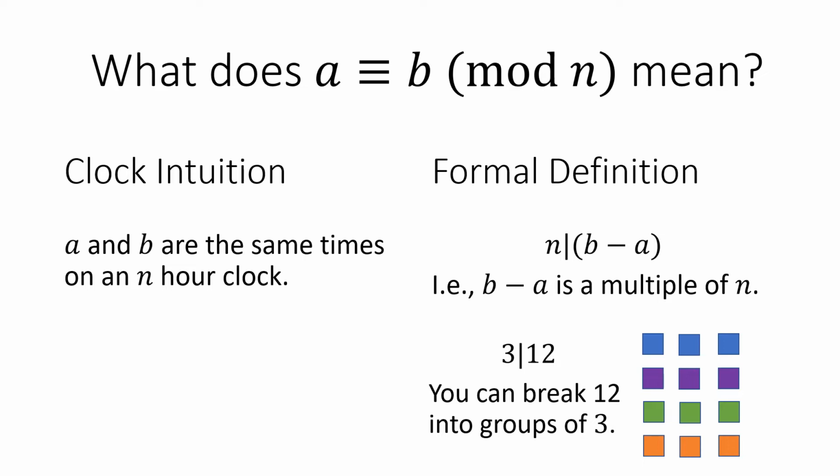So these two ideas: idea 1, look at the clock times and see if they're the same. And idea 2, ask, does n divide b minus a? These ideas look very different from each other. Right, so do these definitions actually mean the same thing? It turns out they do. And in the rest of this video, we're going to see why these definitions always match.